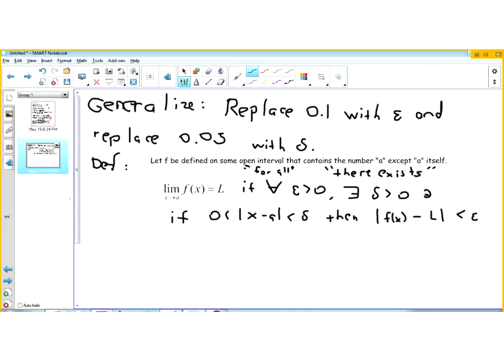Okay? So the trick is for any positive y, I need to find a delta value. If I can't find that delta value, then this limit does not exist. Okay? So if I can find a delta such that I'm within, say, delta units of a.